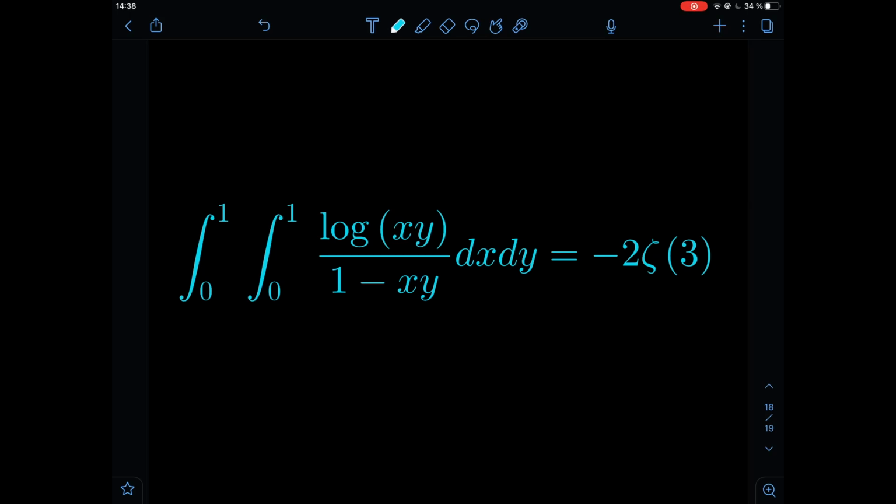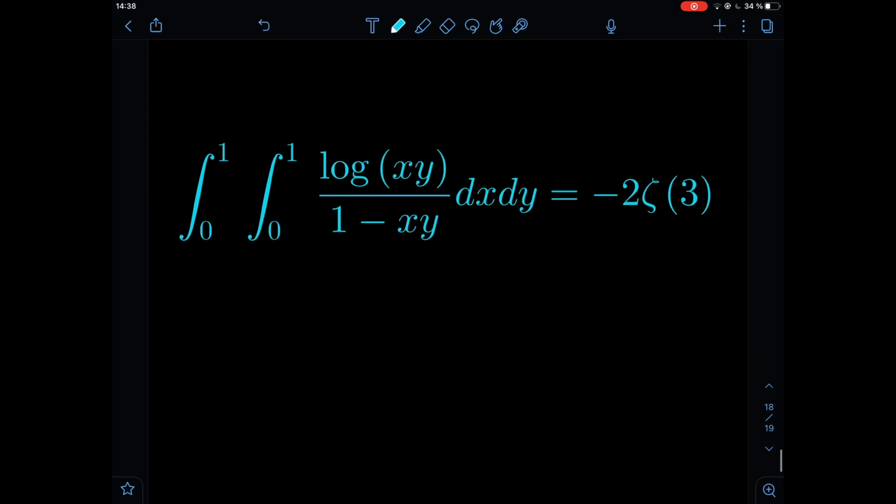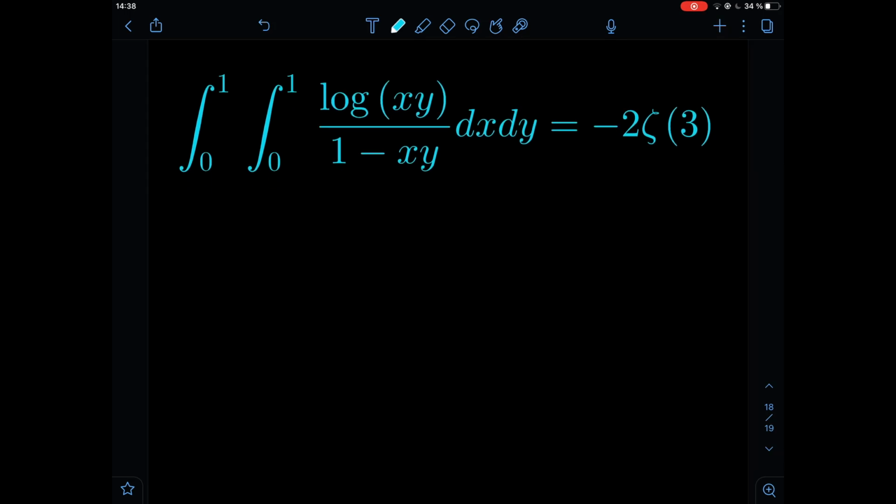Today we're going to do something absolutely incredible. We're going to use Feynman's integration technique to prove this formula, to prove that this double integral is equal to -2 times the zeta function of 3. And how are we going to do that?